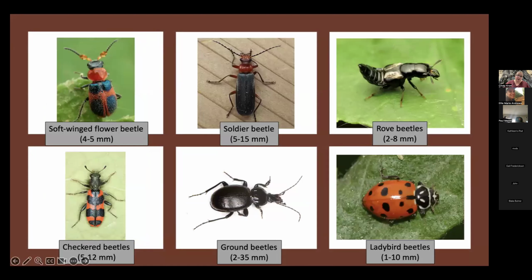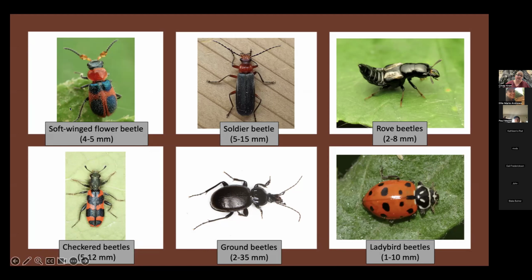Soft-winged flower beetle, checkered beetles, ground beetles. Now, ground beetles come in brown and black in different sizes. And there's other beetles that look similar, so that's something to keep in mind. Soldier beetles, rove beetles, we find these a lot in soil. These are great predators. Ladybird beetles come in a range of colors, spots, sizes. But this is the most common convergent ladybird beetle that we have that's native around here.